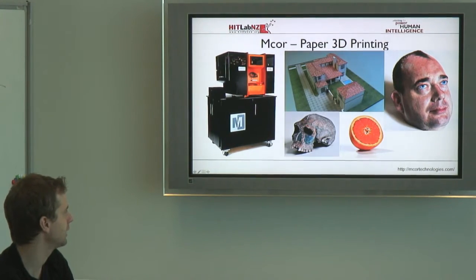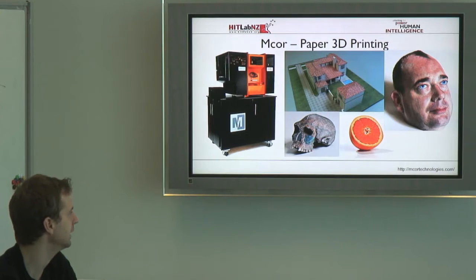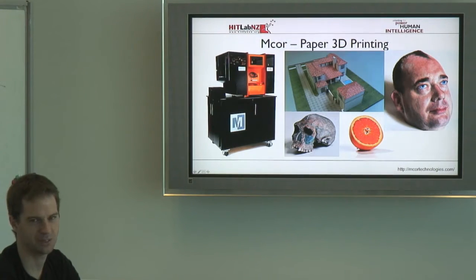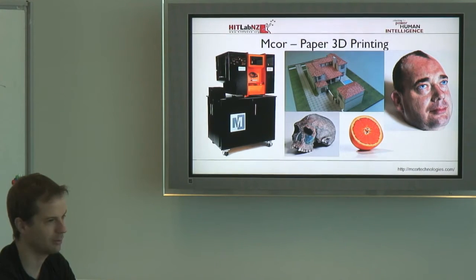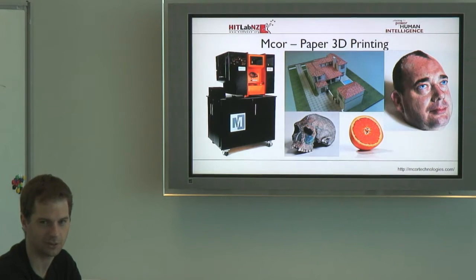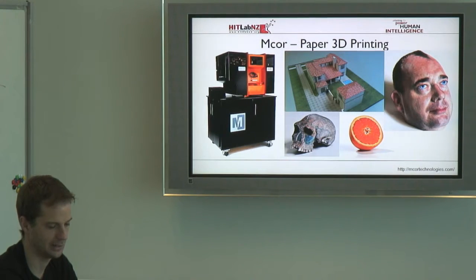So if you cut the skull or the guy's head in half, it will be white on the inside, which kind of makes sense. You're not wasting ink printing stuff you're never going to see. So really, paper's not that expensive. And I guess the other thing as well is that it's not toxic.